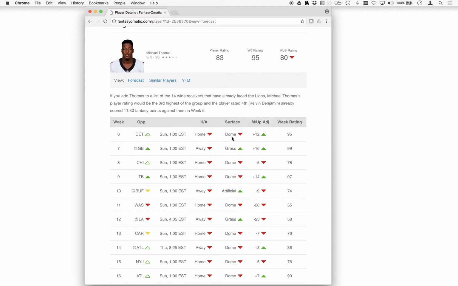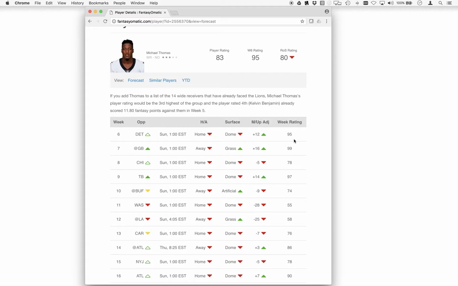But then you also see that fantasy wide receivers that play in a dome fare worse in a dome than they do on grass or artificial surfaces. That might be a surprise to you. And again, these values are updated every week, and they're specific to the position categories, not necessarily this player. And they are not weighted as heavily as the matchup is when determining the weekly rating.